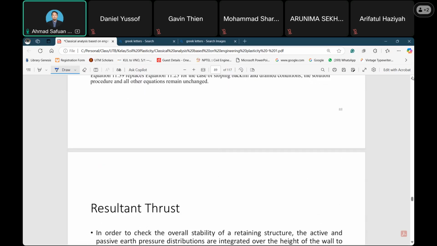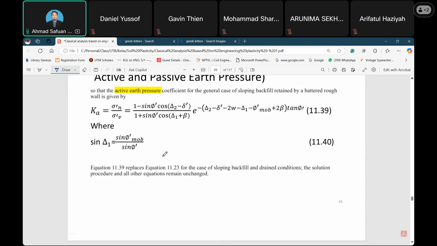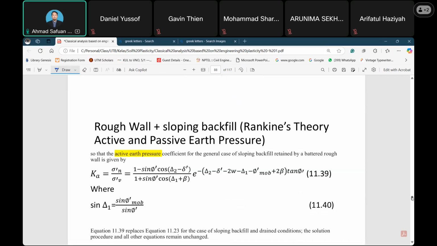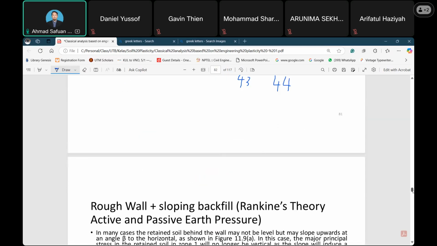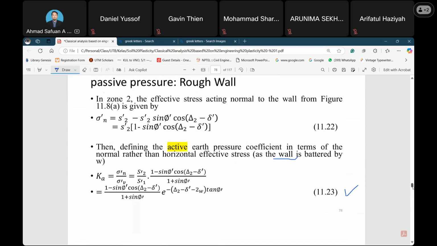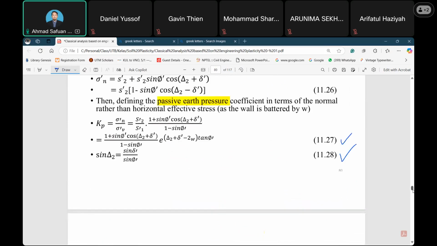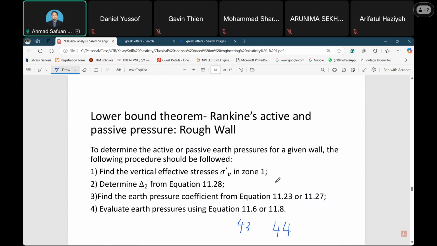Then equation 11.10 replaces equation 11.23 for the case of sloping backfill and drained condition. The solution procedure and all remain unchanged. So we change the 11.23 from before. Then we put in this procedure, so this will be 11.39.